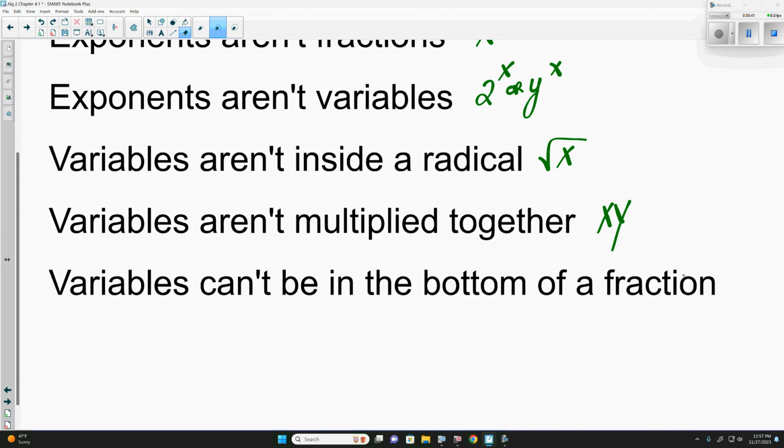And variables cannot be in the bottom of a fraction. So if any one of these show up, or more than one of these show up, it is not a polynomial function. Because if it has a variable in the bottom of a fraction, if we have two variables being multiplied together, if a variable is inside of a radical, if we have variables in the exponents, fractional exponents, or negative exponents attached to variables, then it's not a polynomial function. Otherwise, it is.